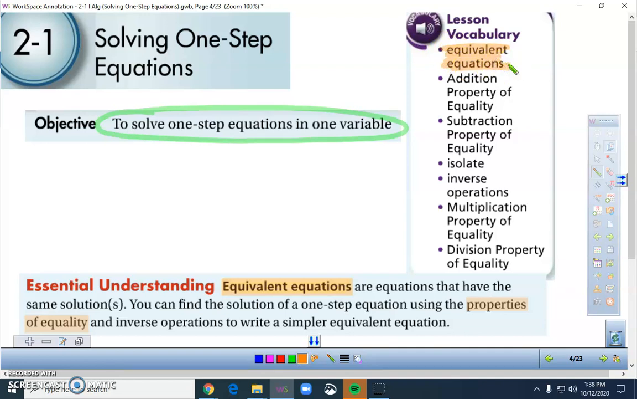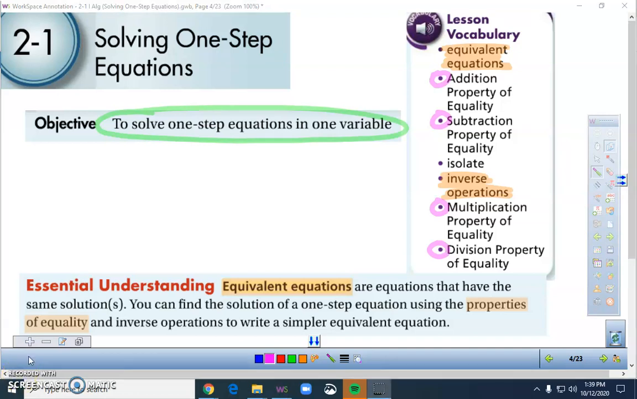There's one of them, equivalent equations. And the other one is inverse operations. Those two are on your vocab sheet. So make sure when we talk about those, you take special notes on those. Now, like I said, don't get overwhelmed because this one, that one, and that one are extremely simple and non-necessary for putting them in our vocab. We'll talk about that in a little bit. And then, of course, we'll also talk about isolate.